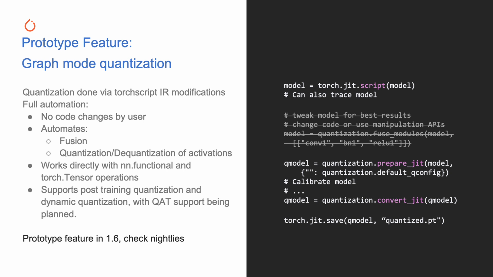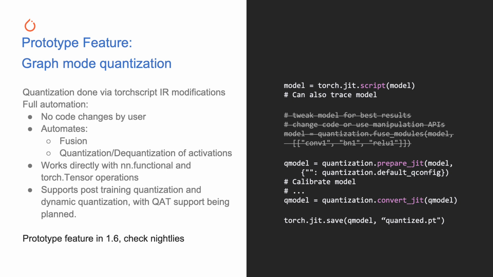So the graph mode quantization flow starts by scripting your model, creating that graph. Then you can use prepare_JIT and pass in a model, and it'll automatically apply all the things you need to do to prepare the model. You don't have to go through and manually fuse your modules or make sure that you have uniquely named modules or things like that. You can just use prepare_JIT and it'll take care of all the details. And then you can do calibration, same as the normal workflow, and you do convert_JIT, and it will automatically convert it into a quantized model. And it's already been JIT-ed, so you can just save it. You don't need to do a separate JIT process.